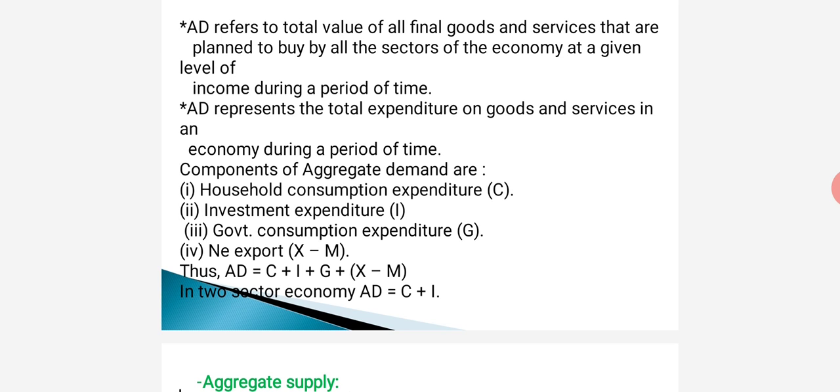In a two-sector economy, aggregate demand is equal to C plus I. C stands for consumption and I stands for investment. So our demand basically is for two purposes, consumption and investment.